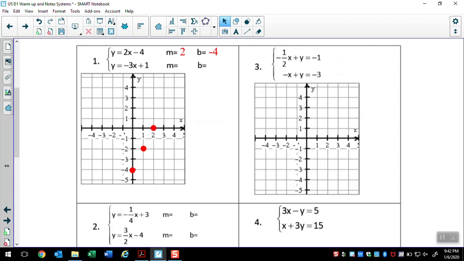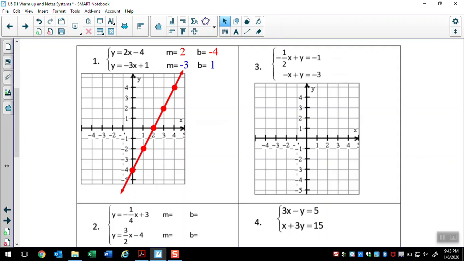I'm going to fill in all my points, and then I'm going to put my line in. So that's y equals 2x minus 4. Now let's take care of the bottom one. Y equals -3x plus 1. So I'm going to identify my slope is -3, my y-intercept is 1.